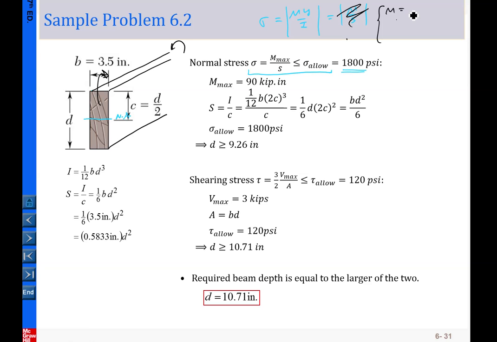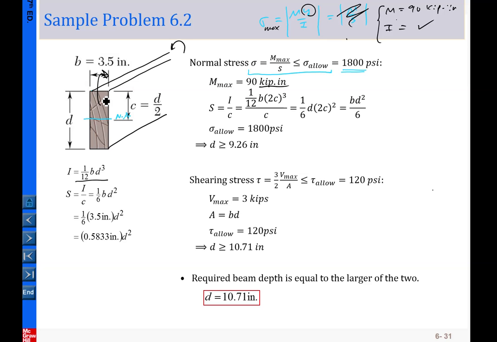The bending moment is given as 90,000 pound-inches, and I is the moment of inertia of the whole entire cross section, which is given by this formula here. So we calculate it. And what is Y? If we want to determine the maximum value of the normal stress, we better find the Y that is the maximum. Y means the distance from the point you're interested in to the neutral axis.